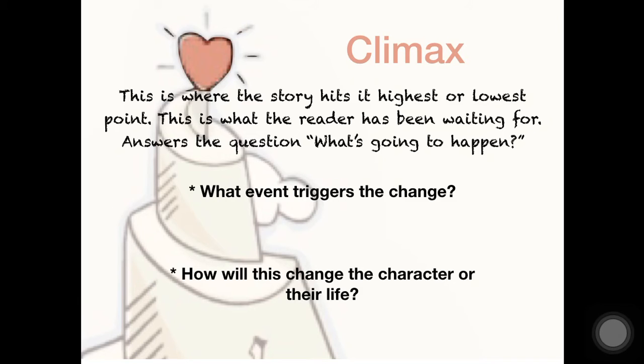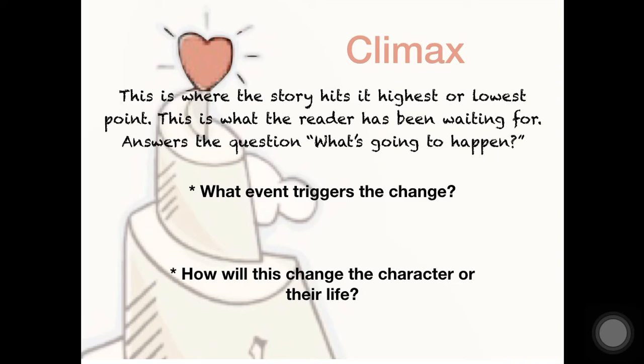So you build and build and build, and there's this trigger that changes something and reveals what's going to happen to your reader. And then there's the ending, where we see how this change changed the character's life, or changed their situation, or changed their future. Okay? So those are the two questions you'll need to answer for your climax.